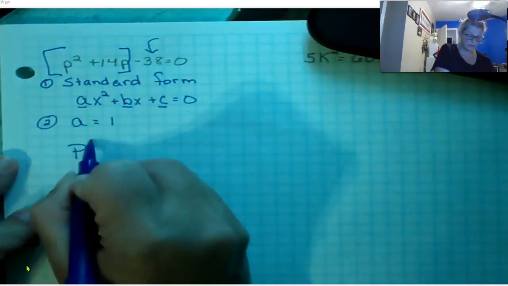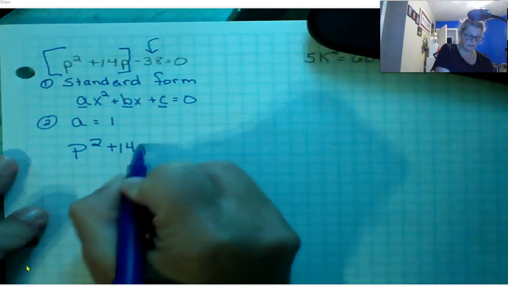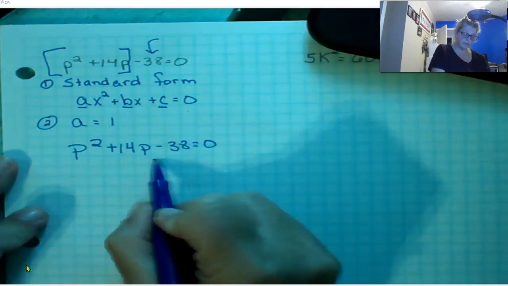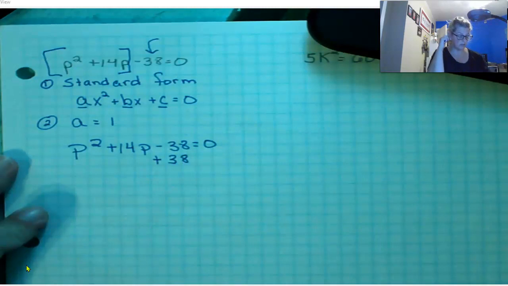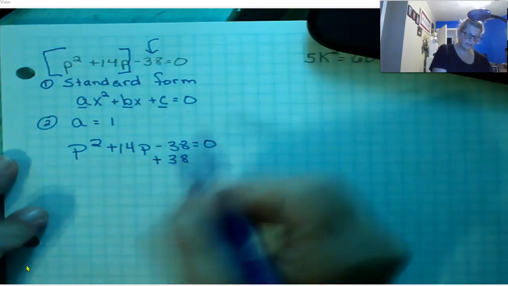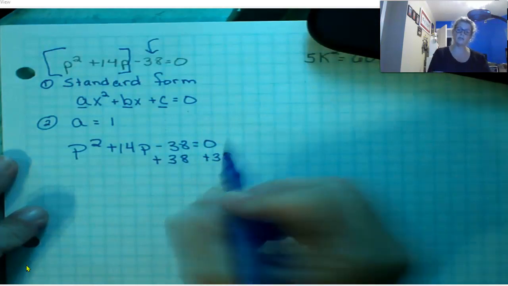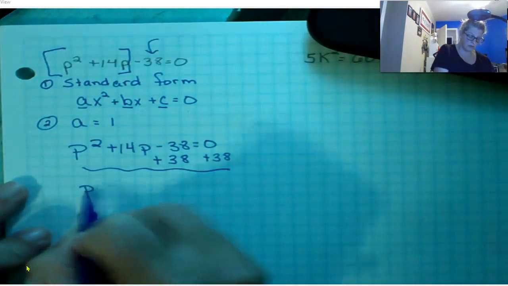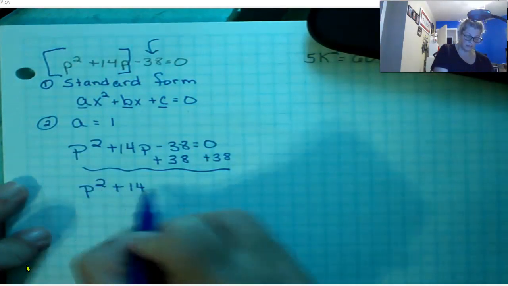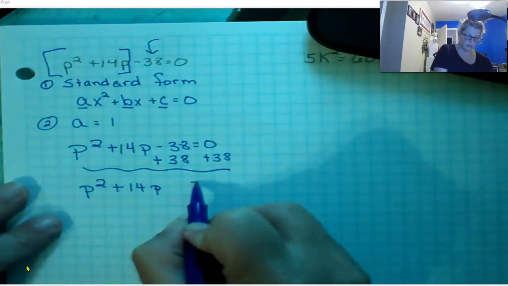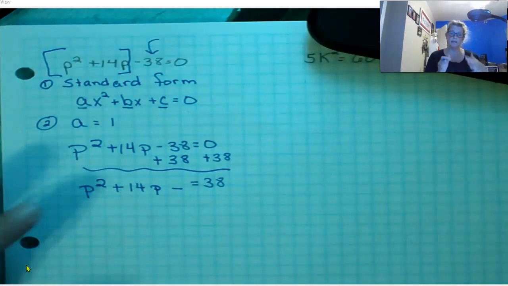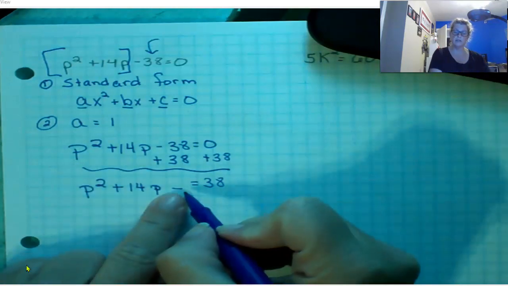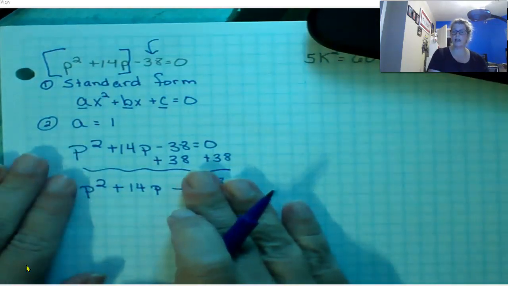We have p squared plus 14p minus 38 equals 0. So I want to get rid of the minus 38. In order to do that, I have to add the opposite, so I have a positive 38. What you do on one side, you got to do on the other side, because it's like a scale. So you got to keep them balanced. Now we have p squared plus 14p equals 38. I left a blank there, and I'm putting a line because we got to figure out what goes into this spot in order to make this part factorable.